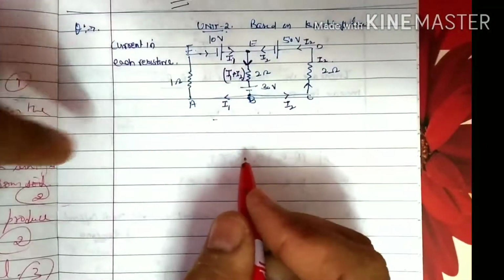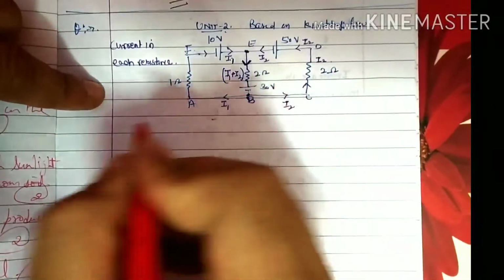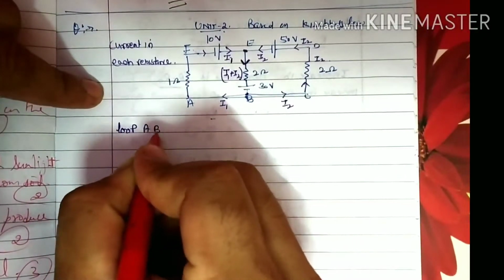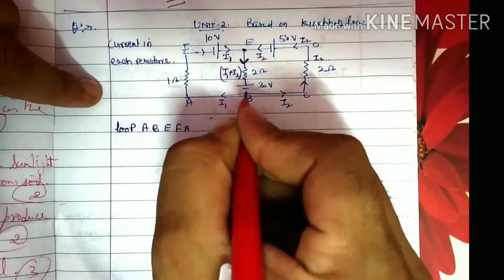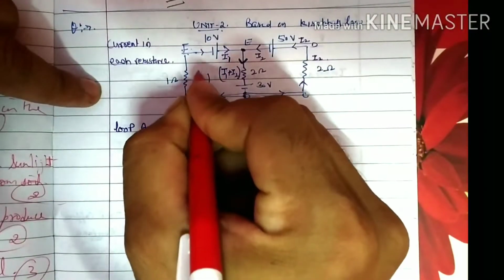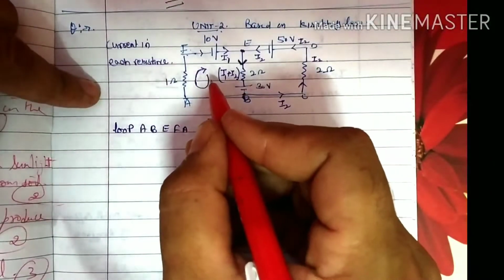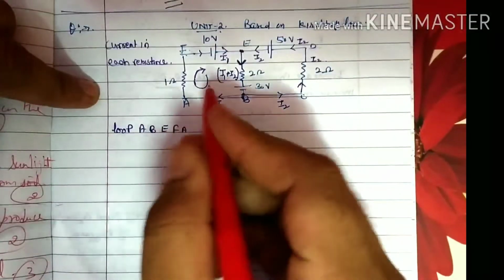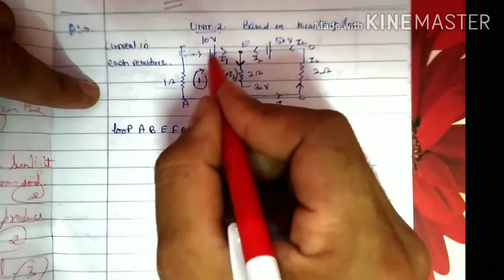So now here we will apply the KVL, Kirchhoff's voltage law. So loop A, B, E, F, A. In this loop A, B, E, F, A, I am taking my traversal in the clockwise direction. So in this circuit, this is our first loop. I am going to start from this cell.